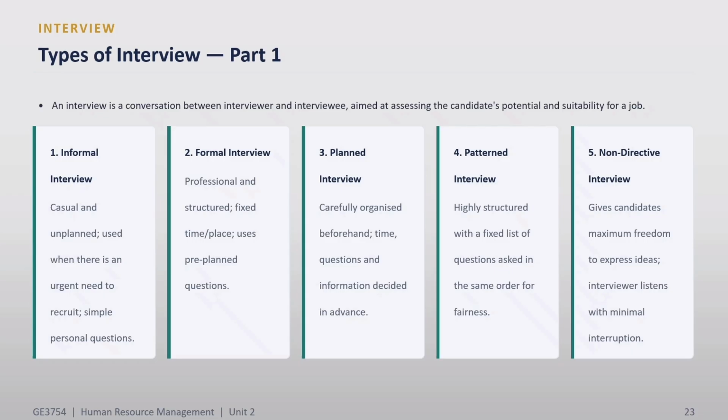The third one is a planned interview. It is prepared, planned, and decided before the interview takes place. The fourth one is the patterned interview. It is a highly structured one, usually in the same order. This provides greater consistency when comparing different candidates. The fifth type is a non-directive interview. This involves minimal interruptions, and the interviewer mainly listens to the candidate.